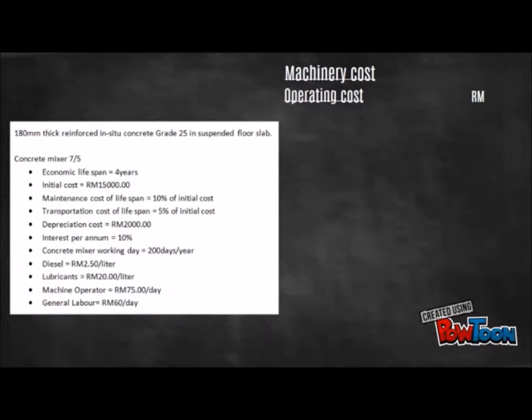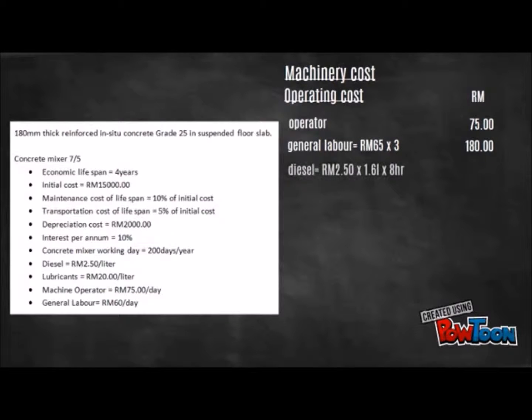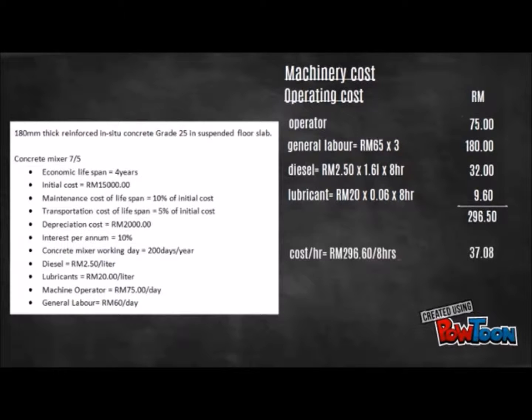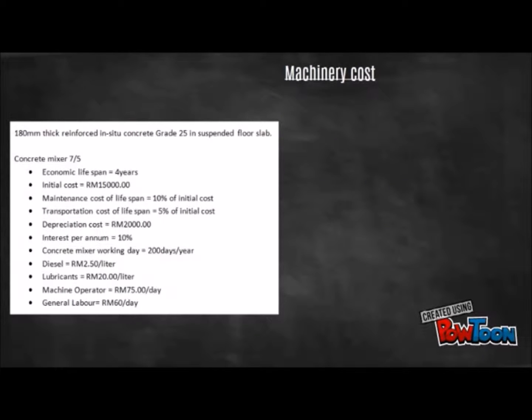Next is the operating cost of machine. Different sizes of concrete mixer need different numbers of labor, diesel and lubricant. Concrete mixer 7.5 requires 1 operator and 3 general labor. Diesel use is 1.6 liter per hour and lubricant use is 0.6 liter per hour. So general labor cost needs to be multiplied by 3 and both diesel and lubricant need to be multiplied by the amount used and working hours per day. Total up and divide by working hours per day to get cost per hour.